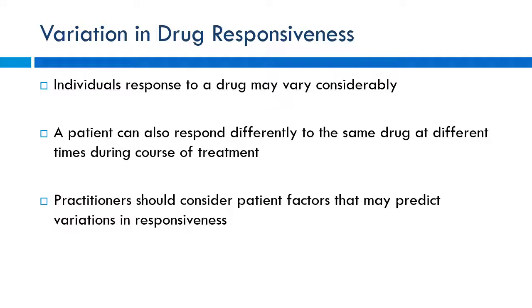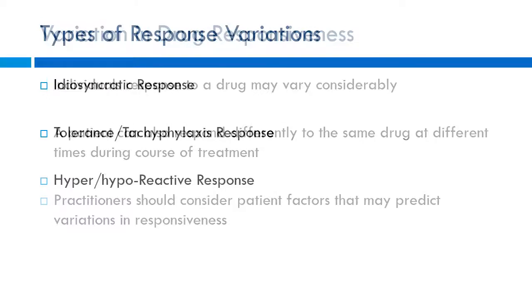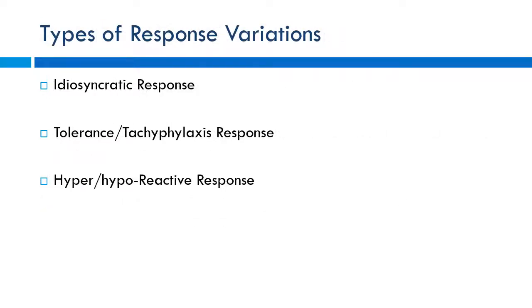And so you need to be able to kind of predict what those factors are that may predispose your patient to either having no efficacy, limited efficacy, or maybe some toxicity that can develop there. So we'll talk about these various responses here. So we'll talk about idiosyncratic responses. We'll also talk about things like tolerance and tachyphylaxis. This is your 25-cent word of the day. You can use to impress your friends. And then we'll talk about hyper and hyporeactive responses.